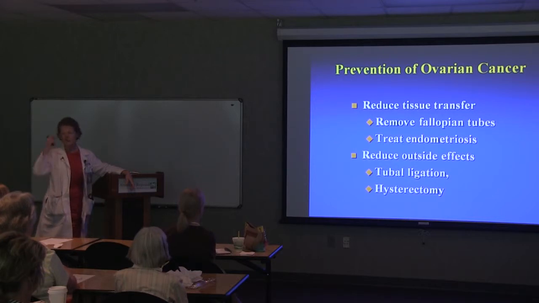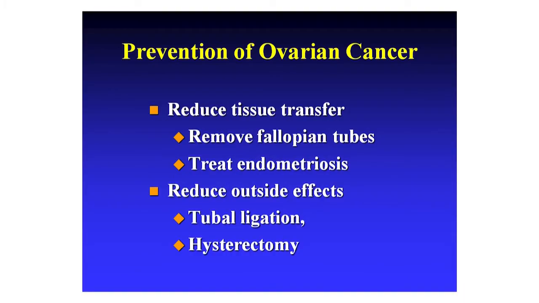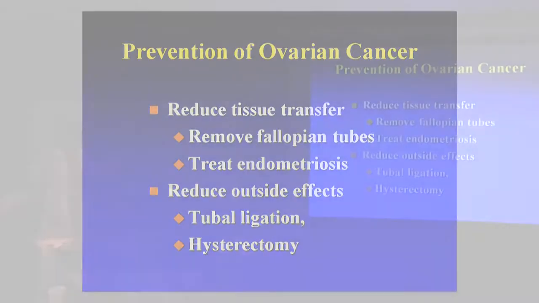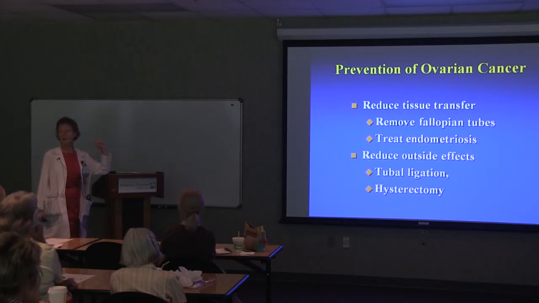Now, more recently, with what we learned about the fallopian tube, reduce the tissue transfer. So instead of tying the tubes, you may just want to take them out, because the tubes don't produce any hormones. They're just the way to get the egg to the sperm and to the uterus. So if you don't want to get pregnant anymore, just remove the tubes. And that is also under investigation for very young people with the genetic risk factors.